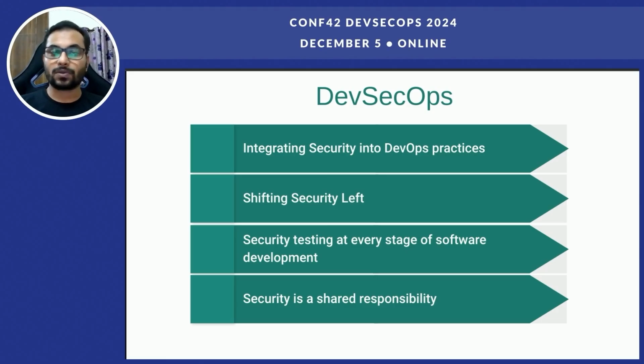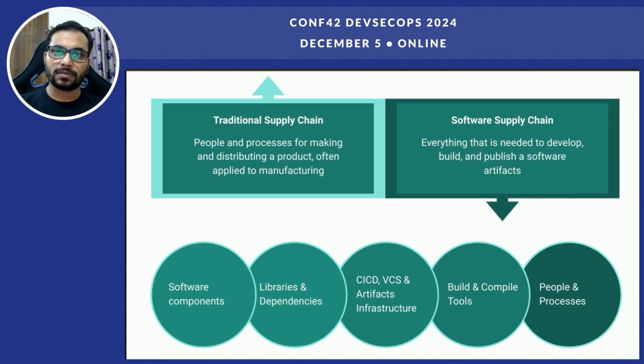new features securely. When we're talking about security in the SDLC, a key concept we should learn about is the software supply chain. Now, the term supply chain refers to the people and processes for making and distributing a product, typically applied to manufacturing. In the context of the software supply chain, it includes people, processes, and software components that touch your software development life cycle, starting from the source code all the way up to your software deployment.